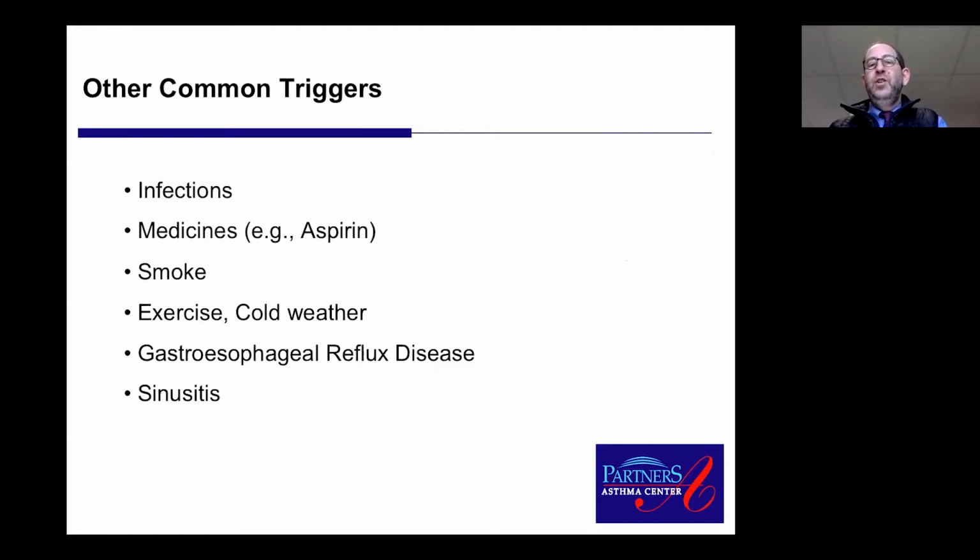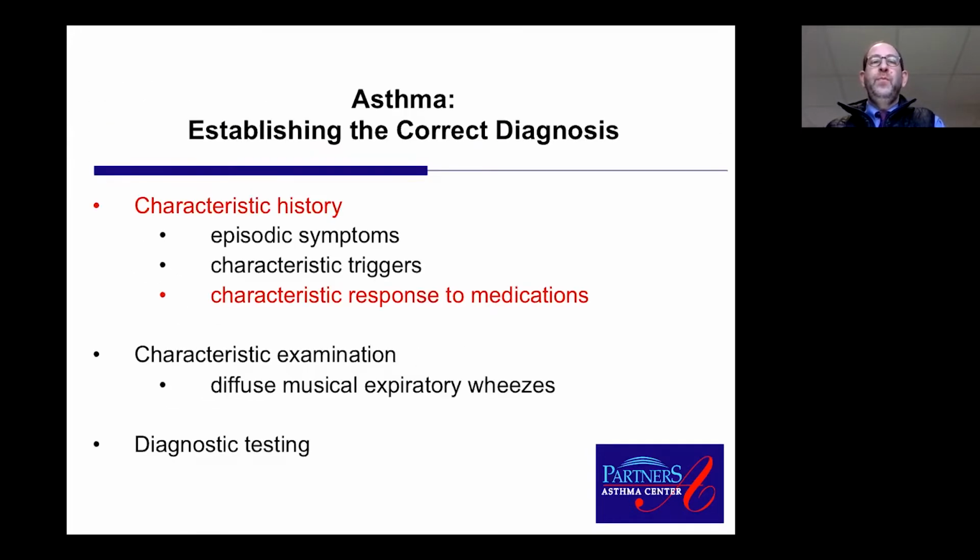Other common triggers include infections. We talked about viral infections. Some medicines, some people are really sensitive to medicines like aspirin. Smoke, exercise, cold weather, gastroesophageal reflux disease, and sinusitis. Very common medical triggers for worse asthma control.